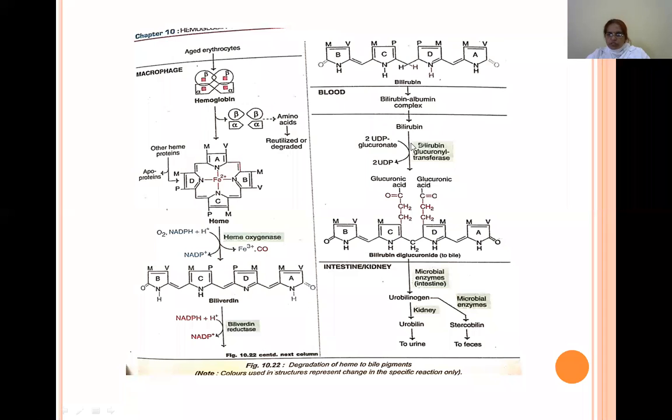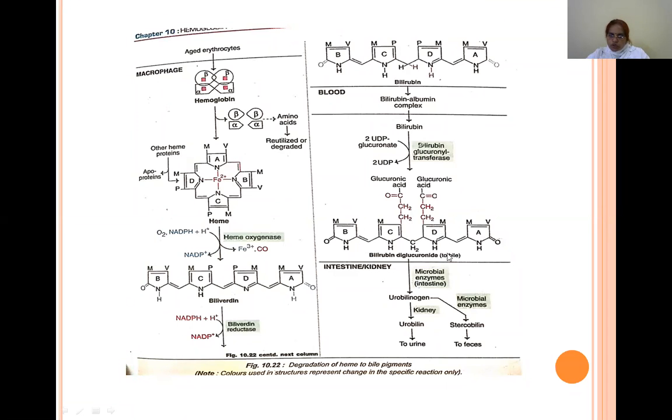This bilirubin is again conjugated with two molecules of glucuronic acid. This reaction is catalyzed by bilirubin glucuronide transferase. This is a UDP dependent enzyme. Don't forget, bilirubin glucuronide transferase is a UDP dependent enzyme. Biliverdin reductase is a NADPH dependent enzyme. So bilirubin is conjugated with two molecules of glucuronic acid to produce bilirubin diglucuronide.